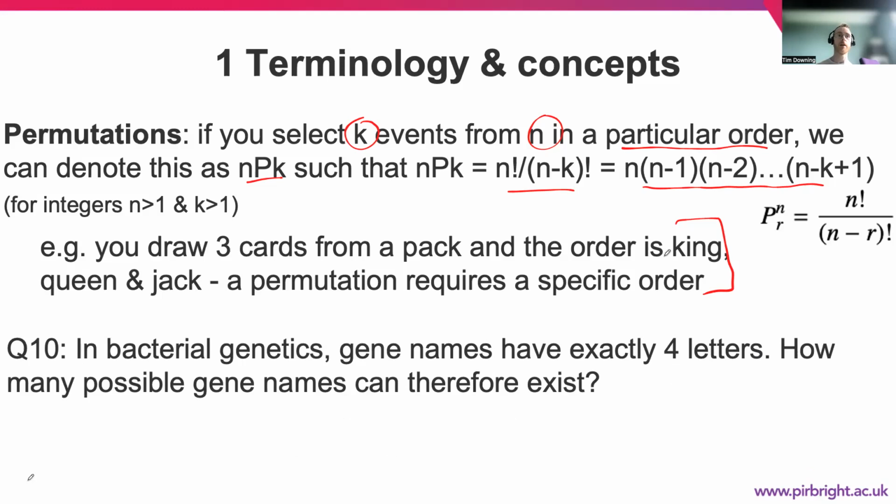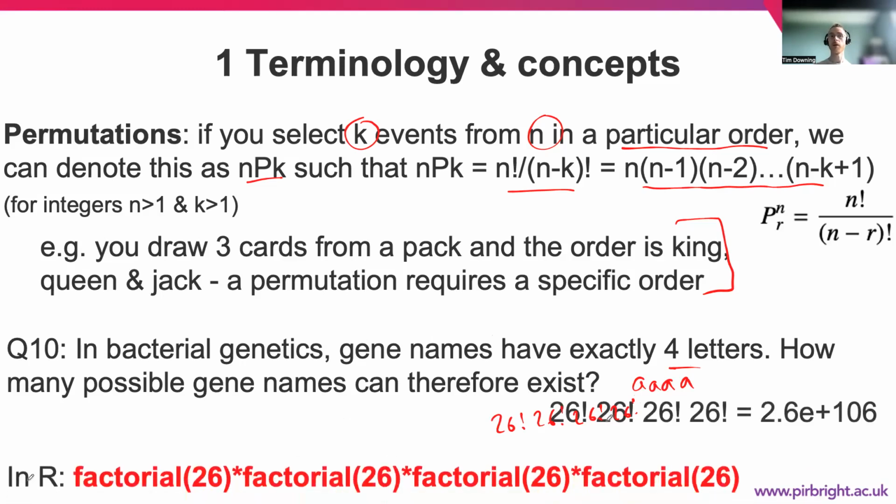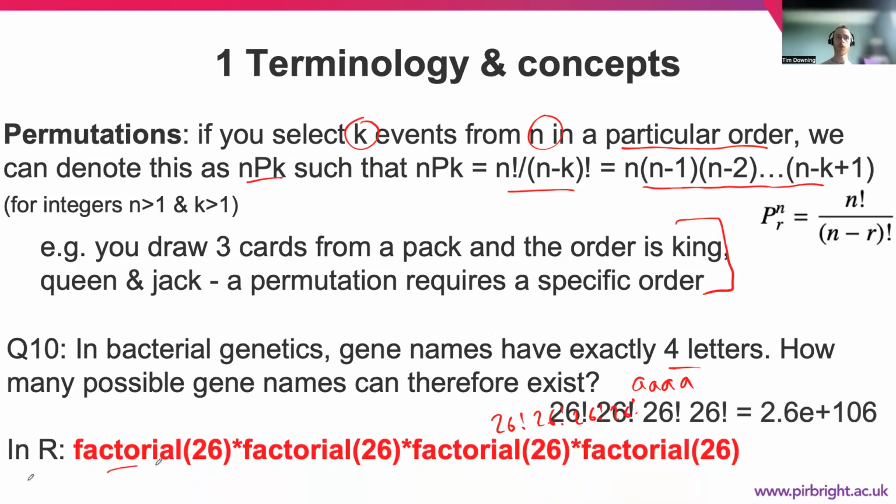There's an example of this in bacterial genetics where we're looking at gene names. They have exactly 4 letters. So how many possible names could therefore exist? For each letter, we're assuming that it doesn't make a difference what the previous letter is, so we could have a name that is A, A, A, A, like that. That means we're just looking at 26 by 26 by 26 by 26, because there are 26 options for each step. And if we're using RStudio, we can write this using the factorial function. So factorial 26 gives us that value.